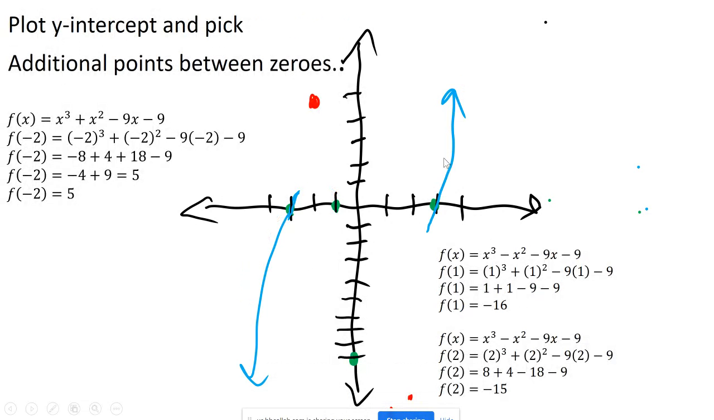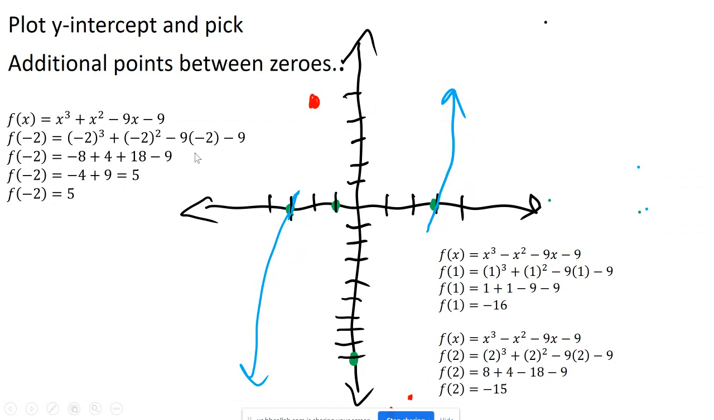Okay, so the next one, plot the y-intercept. So I plot my y-intercept down here in the green at -9. Okay. When I use my mouse, can you see me moving my mouse, Ruben? Yes, ma'am.